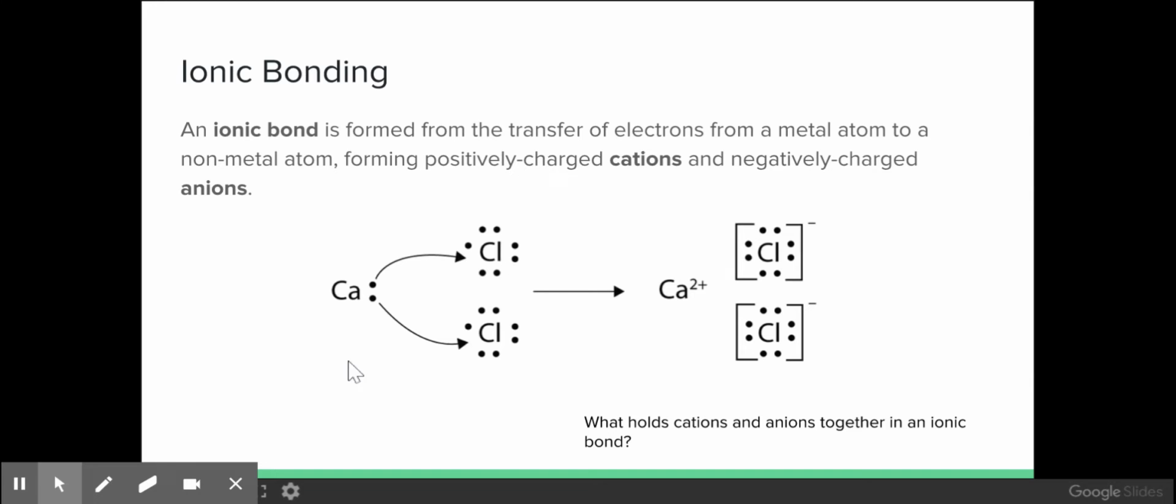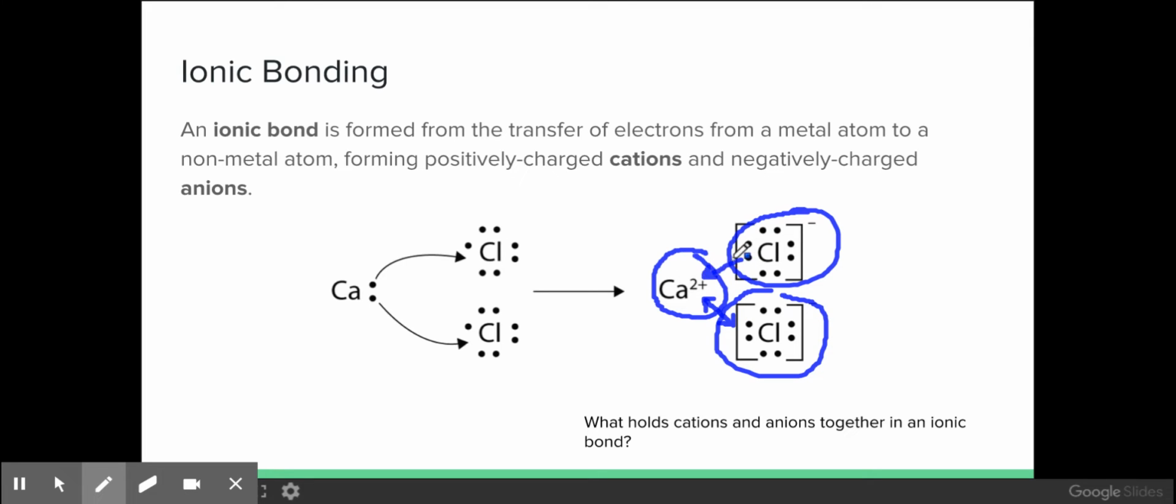At the end of the transfer of the electrons, you have something with a positive charge and you have something with a negative charge. And all of those things are attracted to each other because of Coulomb's law. The force of attraction is electrostatic force.